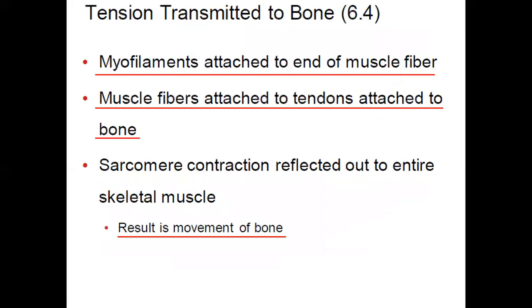And when all this happens and the muscle contracts, the tension from the muscle contracting is transmitted to bone. Remember, muscles attach to bone to move bone. So myofilaments basically attach to the very end of the muscle fiber, and then the very end of the muscle fiber attaches to tendons, and then tendons attach to bone. So there's a big series of connections here, and the result is when a muscle contracts, the bones move.